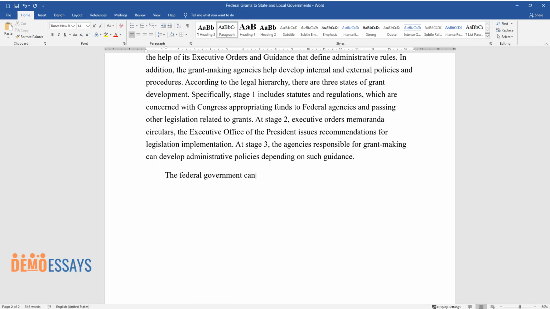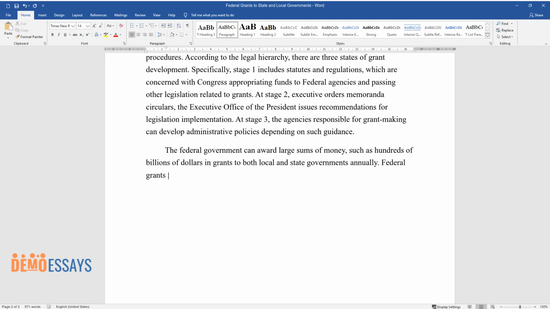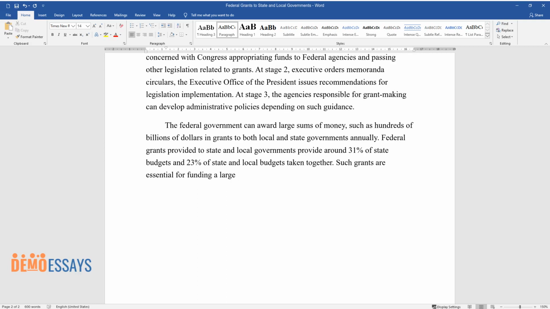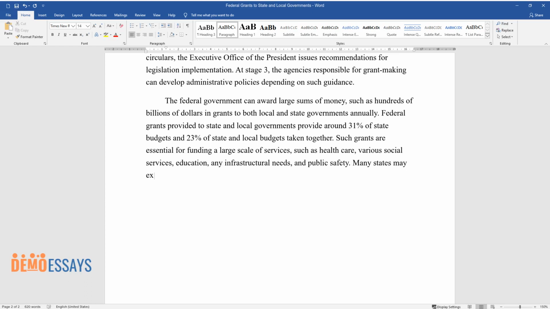The federal government can award large sums of money, such as hundreds of billions of dollars in grants to both local and state governments annually. Federal grants provided to state and local governments provide around 31% of state budgets and 23% of state and local budgets taken together. Such grants are essential for funding a large scale of services, such as healthcare, various social services, education, any infrastructural needs, and public safety.